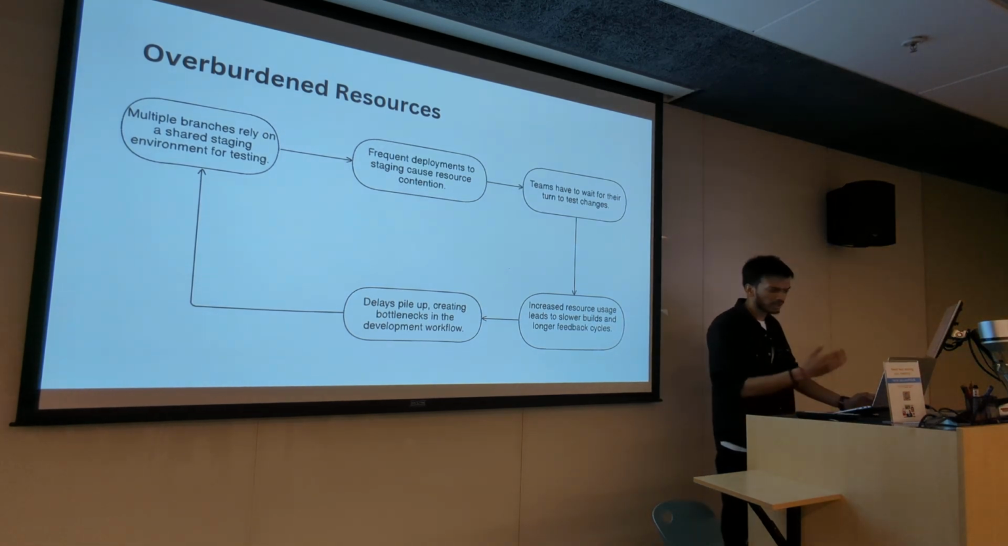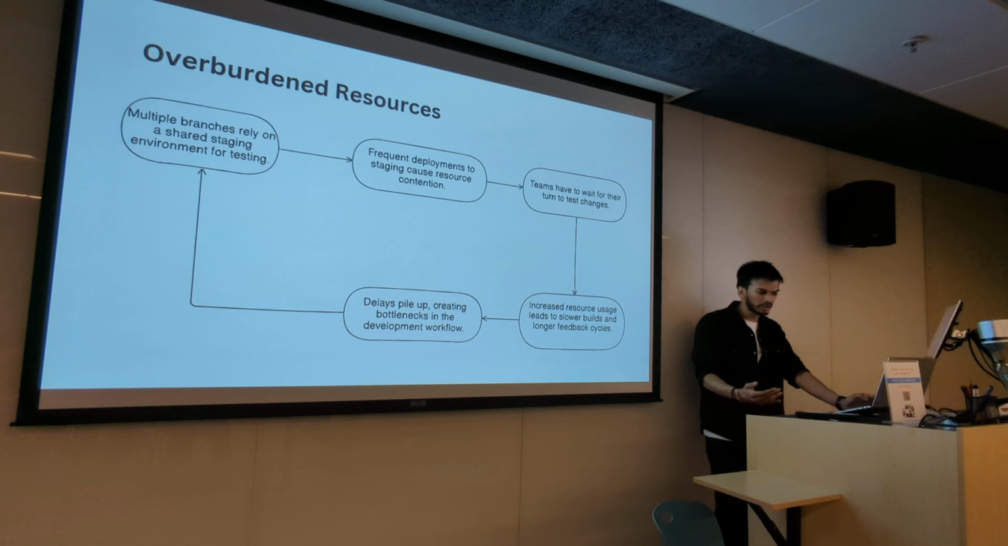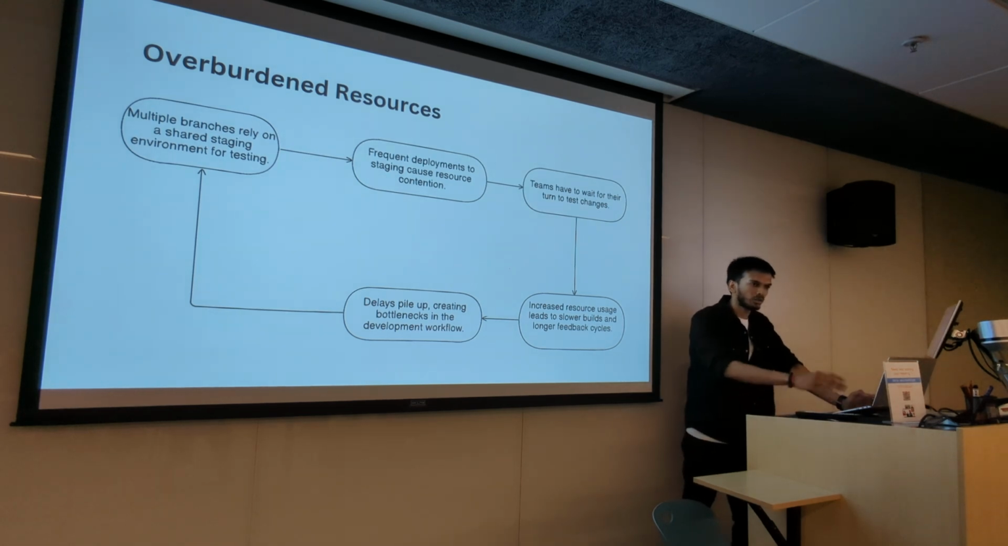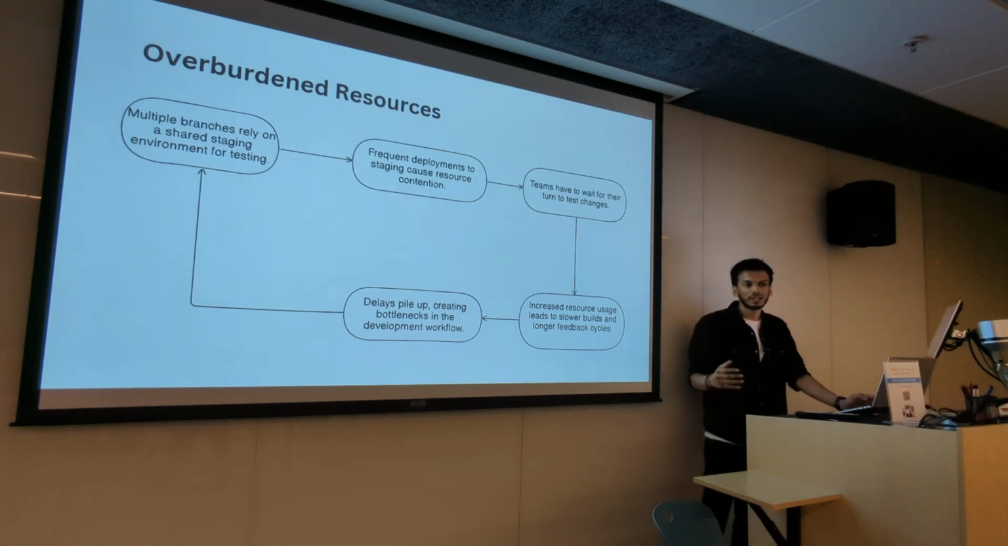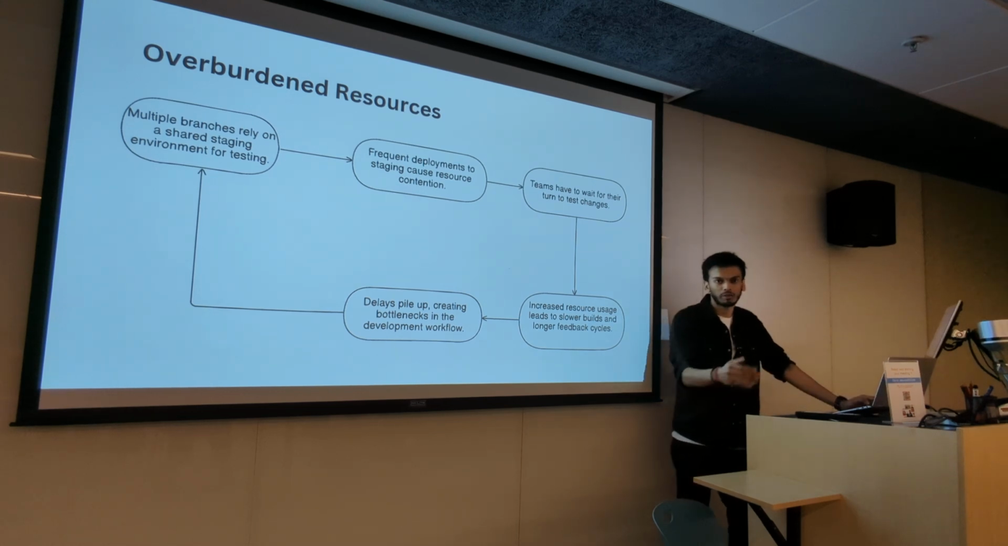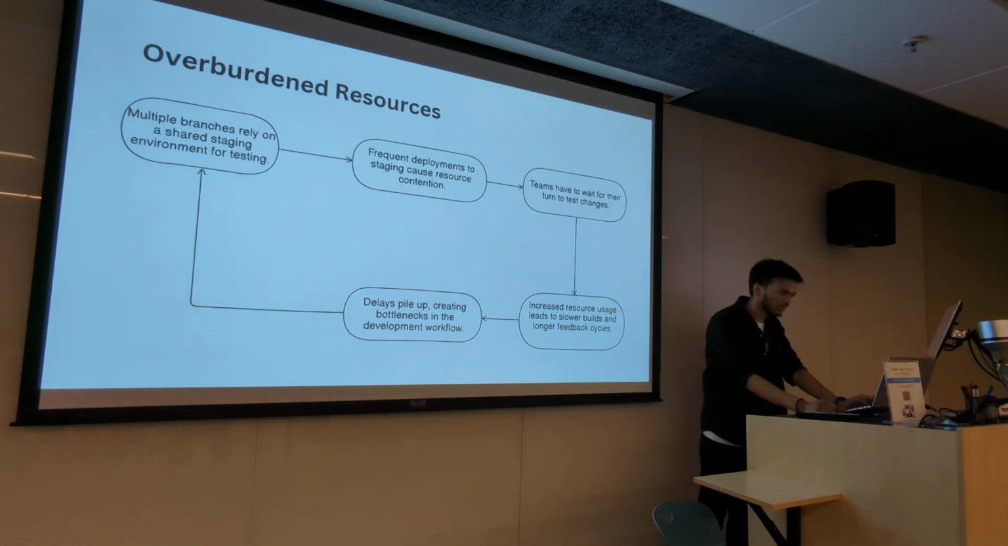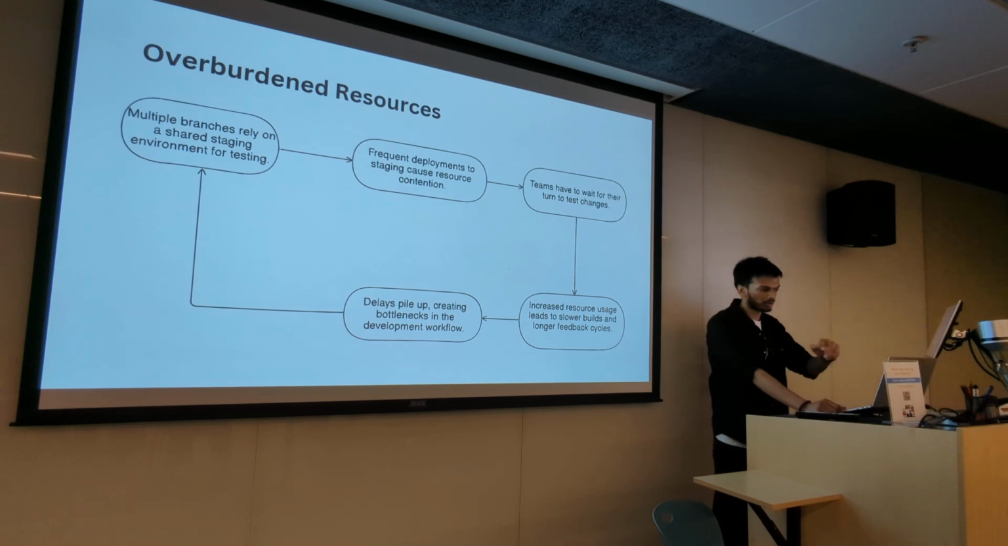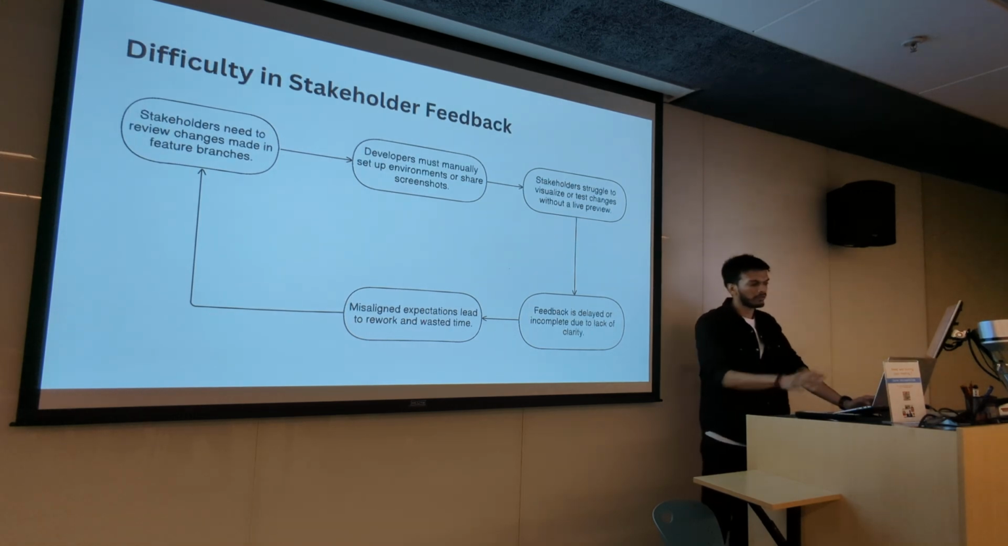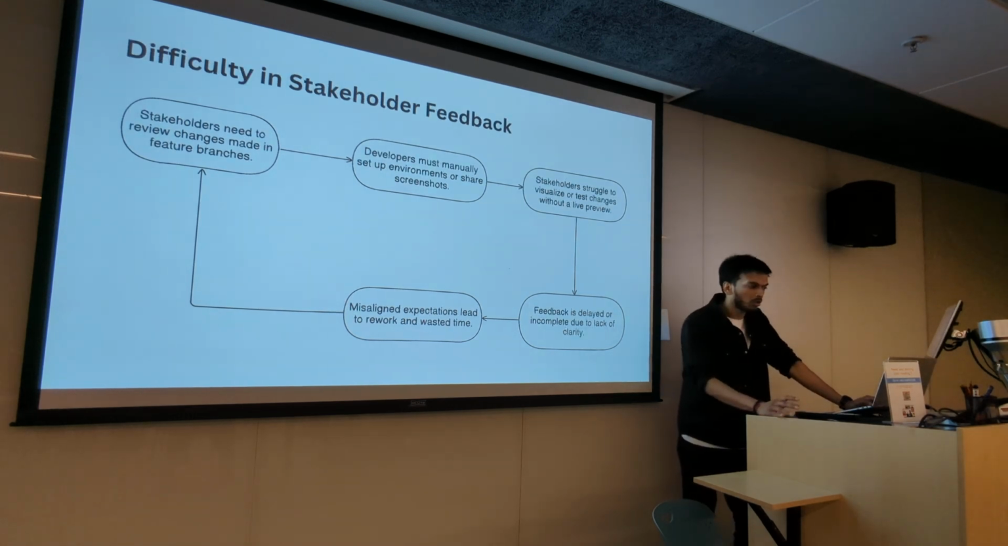Again, this will delay the process, and again your development branch is overburdened by the responsibilities to manage or test out the changes that other developers are working on in different branches, right? So this is what overburdened resources look like. Then again, you get difficulty in stakeholders' feedback.